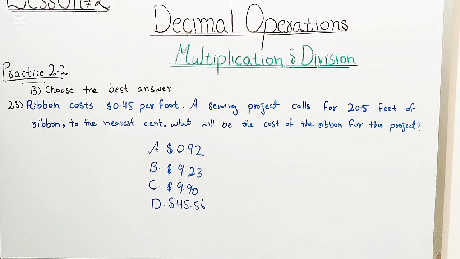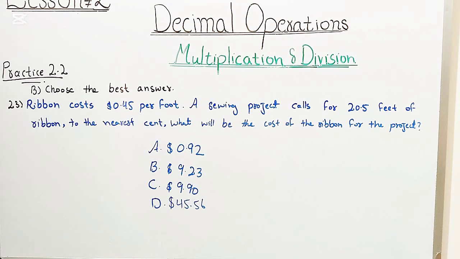Question number 23. Ribbon costs $0.45 per foot. A sewing project calls for 20.5 feet of ribbon. To the nearest cent, what will be the cost of the ribbon for the project? Now we will solve this problem step by step. There will be 4 options A, B, C and D. Now we will solve this problem, then we will find what option is the correct option.